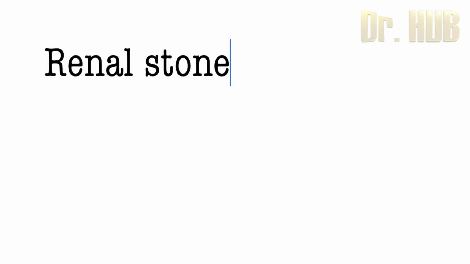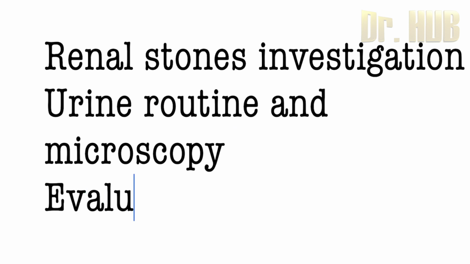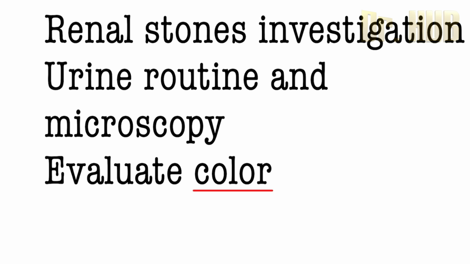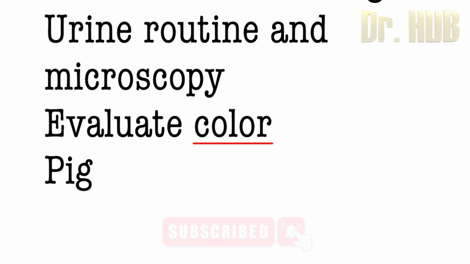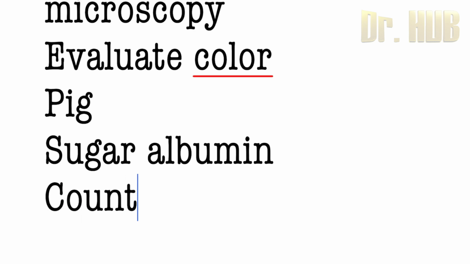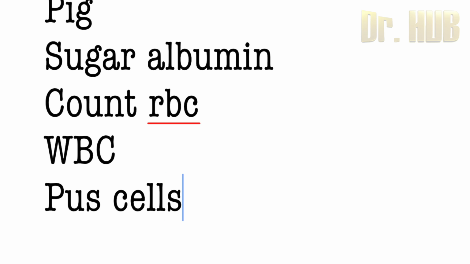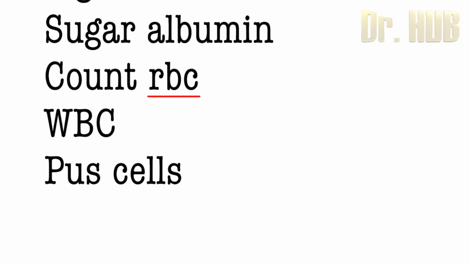Renal stones investigations. So first is the urine routine and the microscopy. This includes evaluating the color as well as the pH and the specific gravity, and checking for the presence of sugar as well as albumin. Then count the RBCs and the WBCs as well as the presence of pus cells, and examine the casts and the crystals.